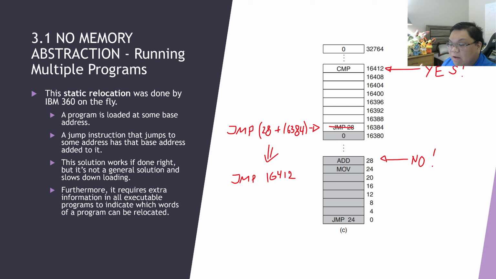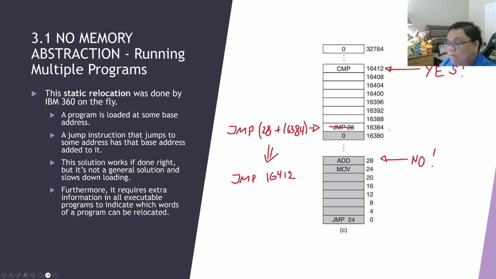We need a means of relocating memory addresses so that when we say something like jump 28, we mean jump to the 28th address of the program, not the 28th address in physical memory, because the 28th address of physical memory may be taken up by some other program. Do not jump to physical address 28. Jump to the 28th address in the program.